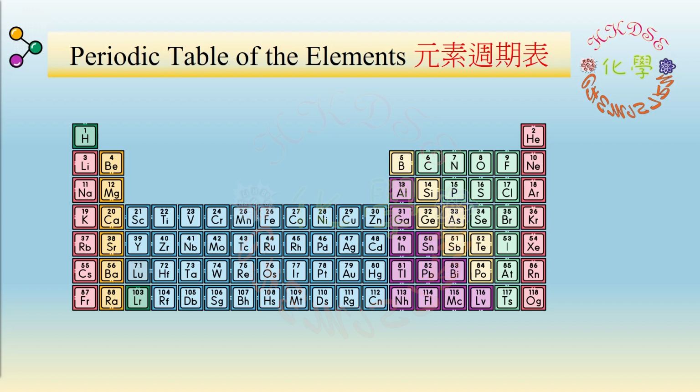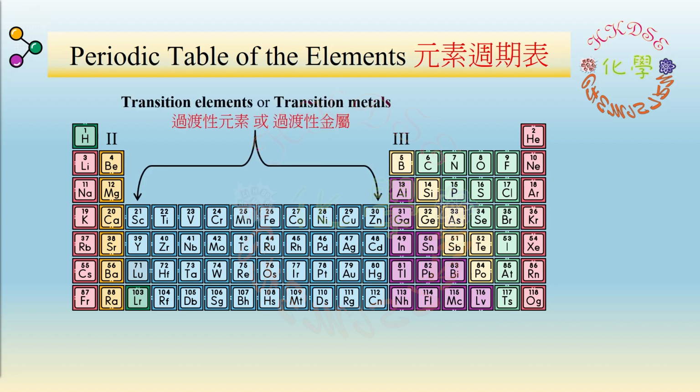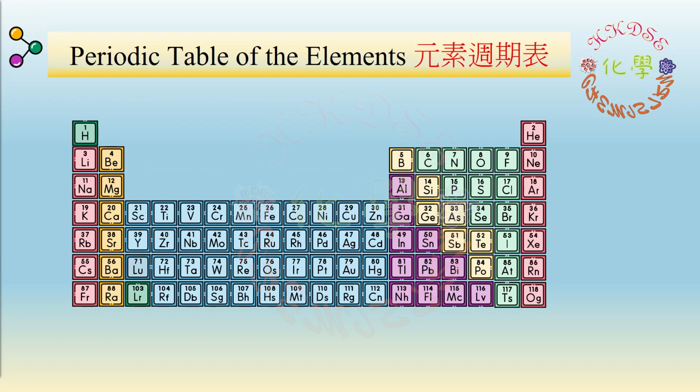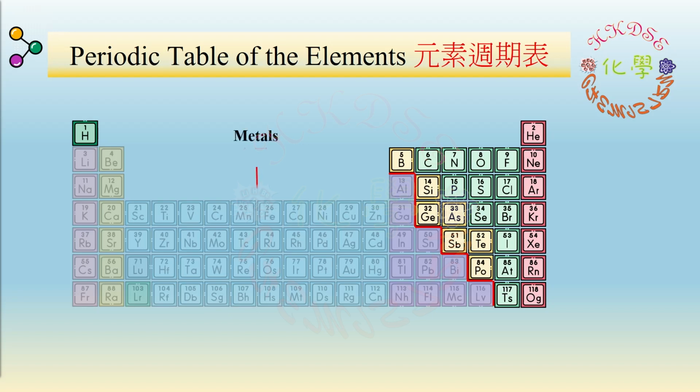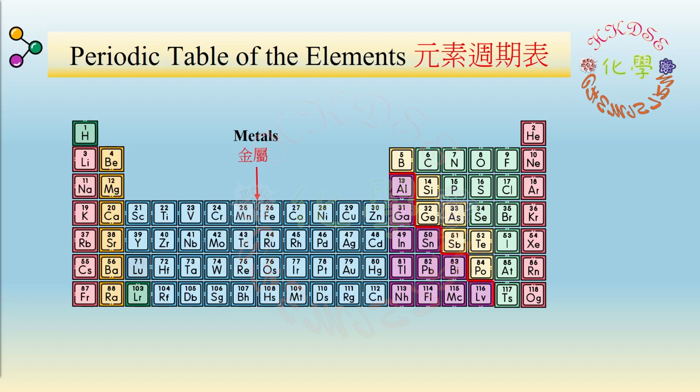Besides that, the elements in between group 2 and group 3 are called the transition elements, or transition metals, such as iron and copper, and they do not belong to any groups. Sometimes you might see a zigzag line running here from aluminium to polonium. This line separates elements into metals, which includes everything to the left side, from the non-metals to the right side.